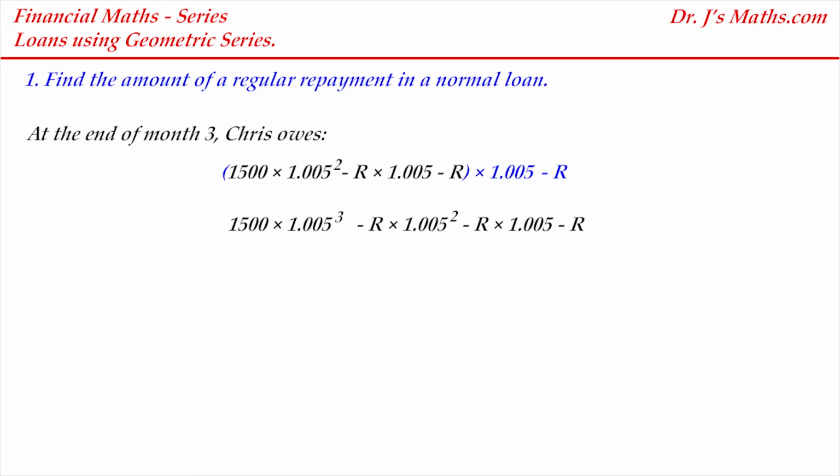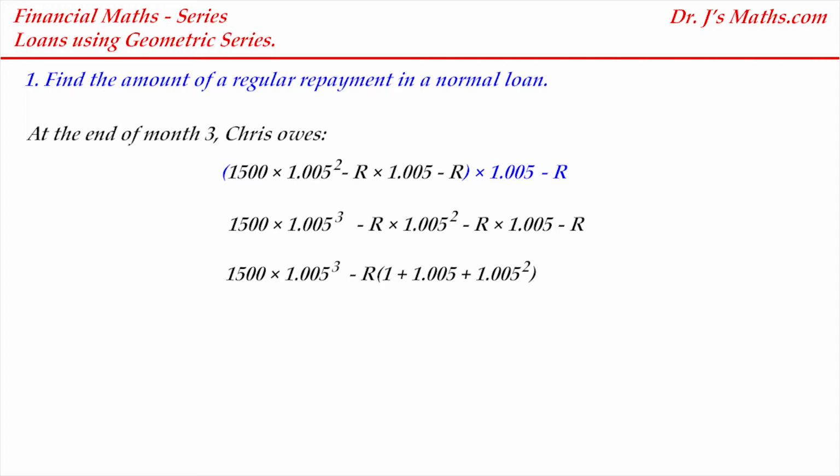Now we can factorise all of that. Leave the first bit alone, we can't factorise that, so that's 1,500 times 1.005 cubed. But the minus R can come out of the other three terms to leave us with minus R outside of 1, factorising backwards, plus 1.005 plus 1.005 squared.